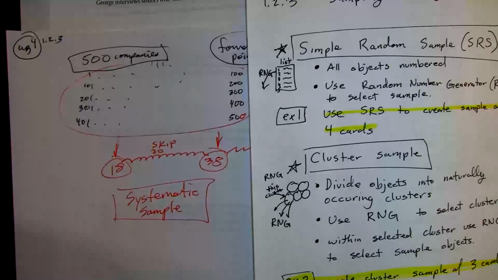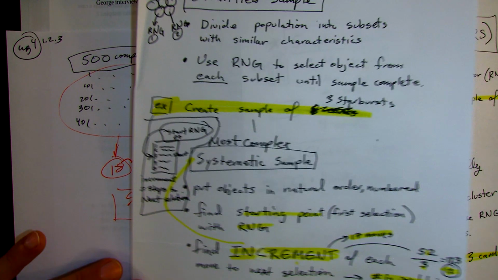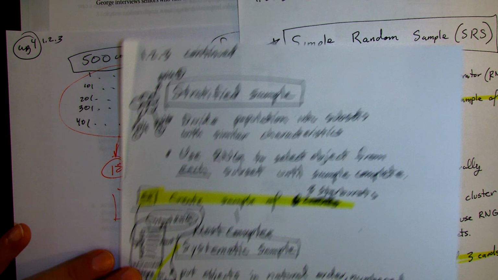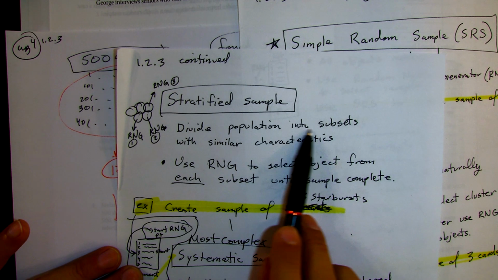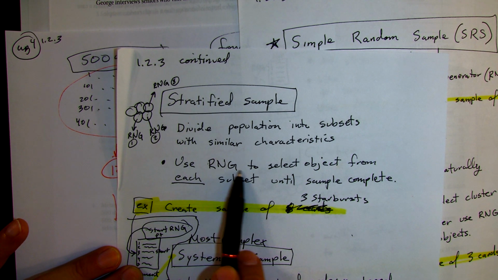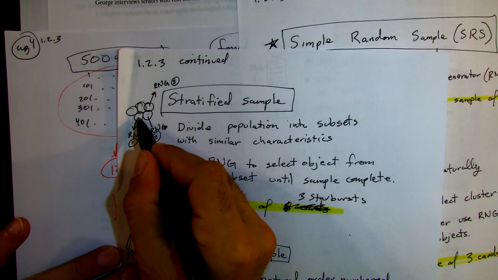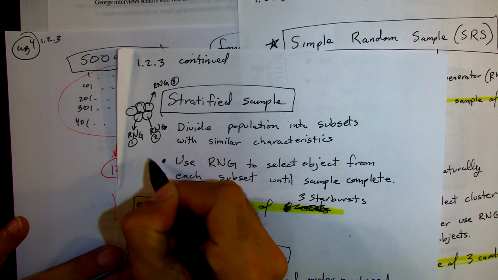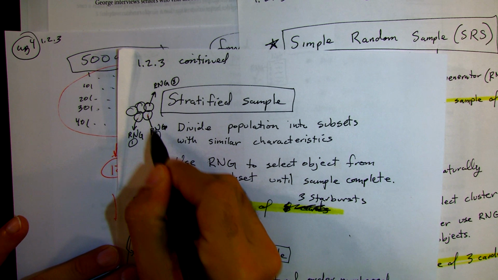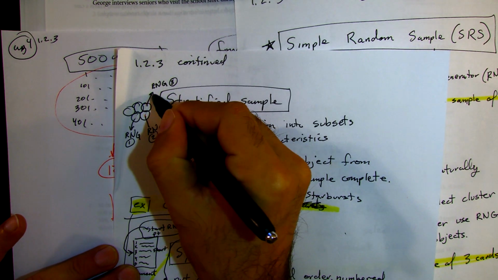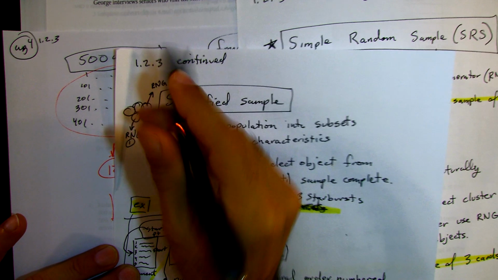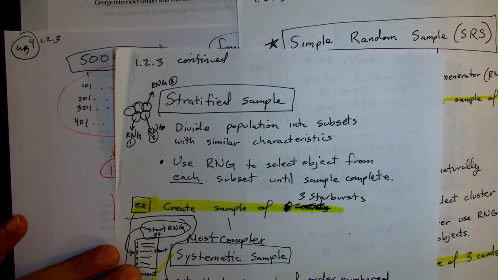Systematic, that was where we have a starting point and an increment. Stratified was just dividing the population into subsets, using our random number generator to select objects from each subset until the sample is filled. So that'd be going to 1, take one out with a random number. Go to the second subset, take one out with a random number generator. Take one out at the third, fourth, fifth, and you keep going around a circle until you figure out your total sample.